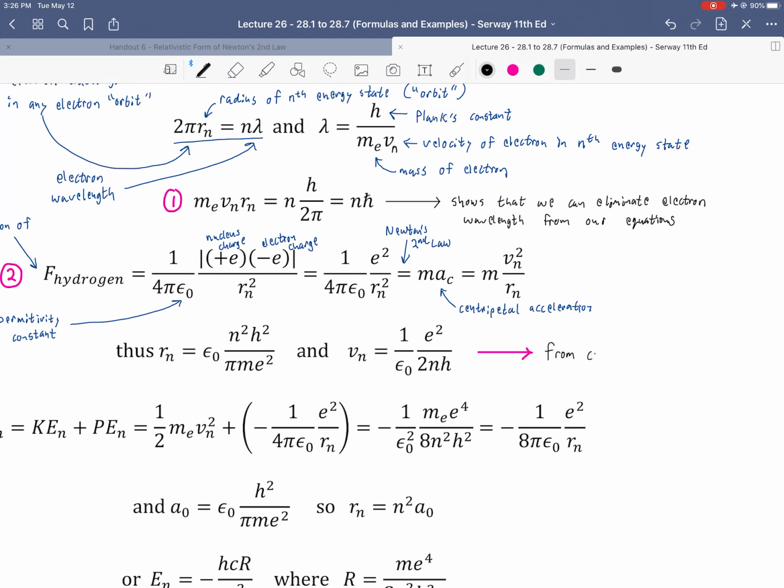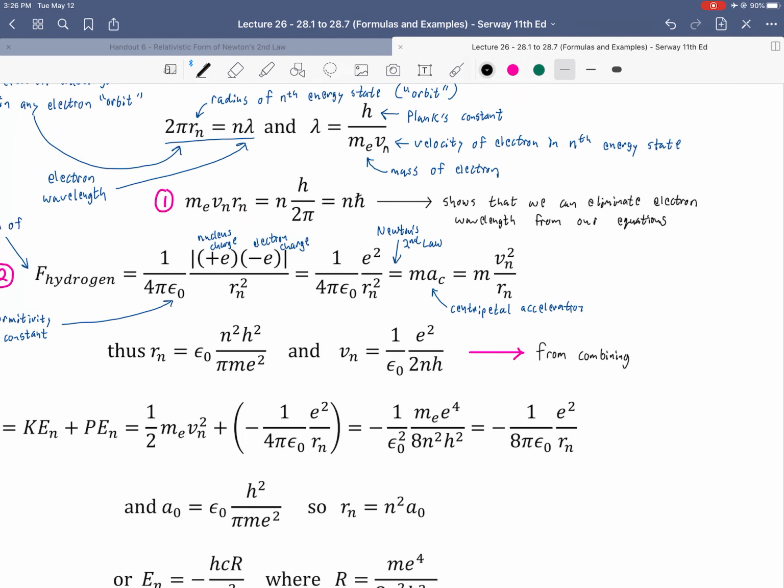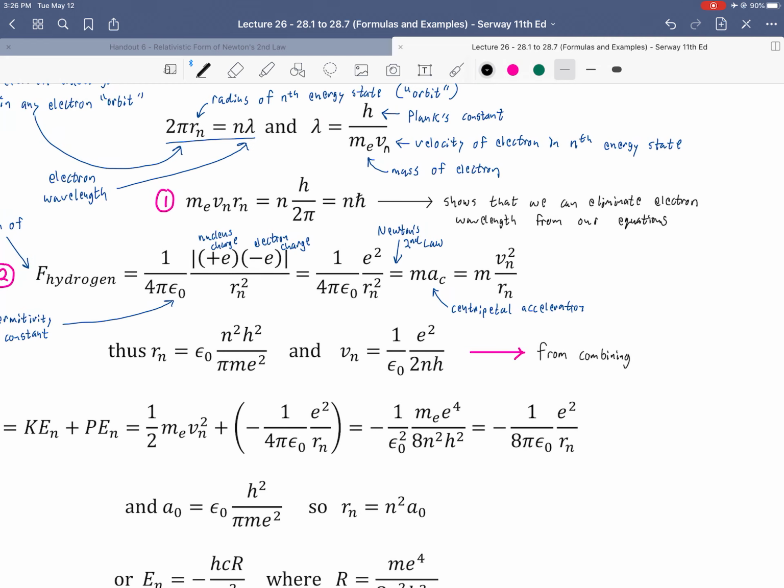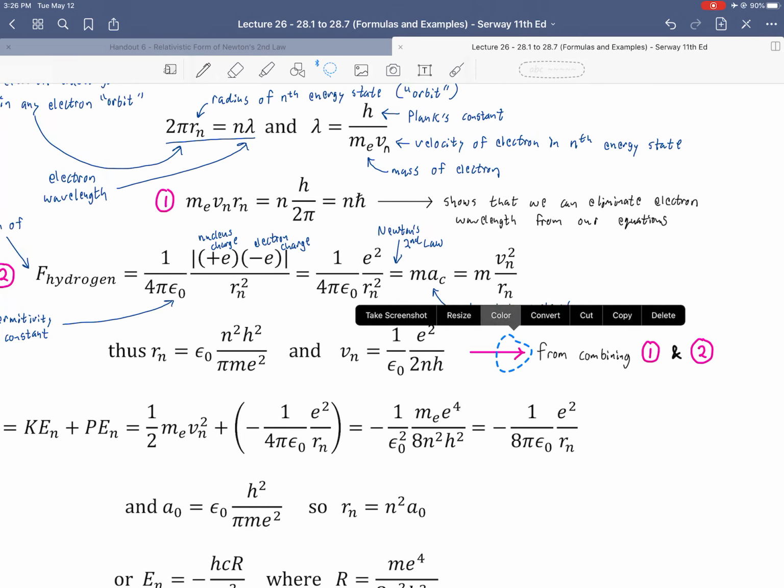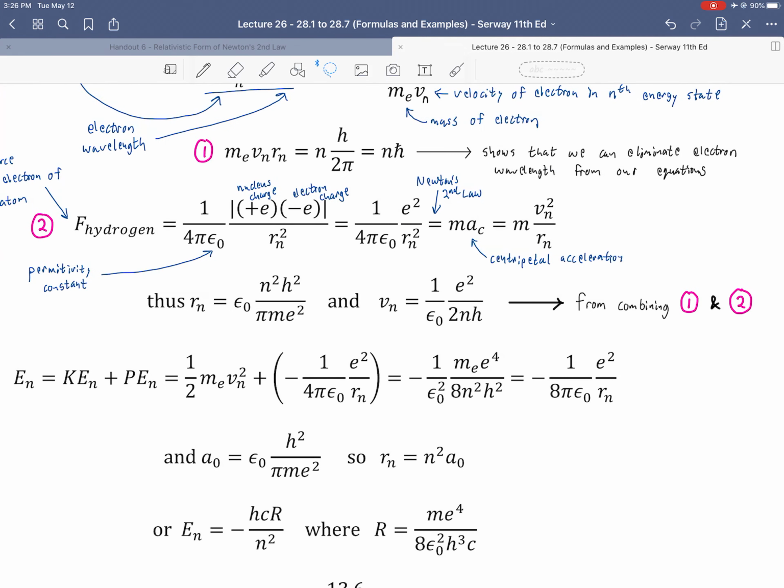So this would be from combining equations 1 and 2. Let's make this black. Okay? All right. So there you have it.